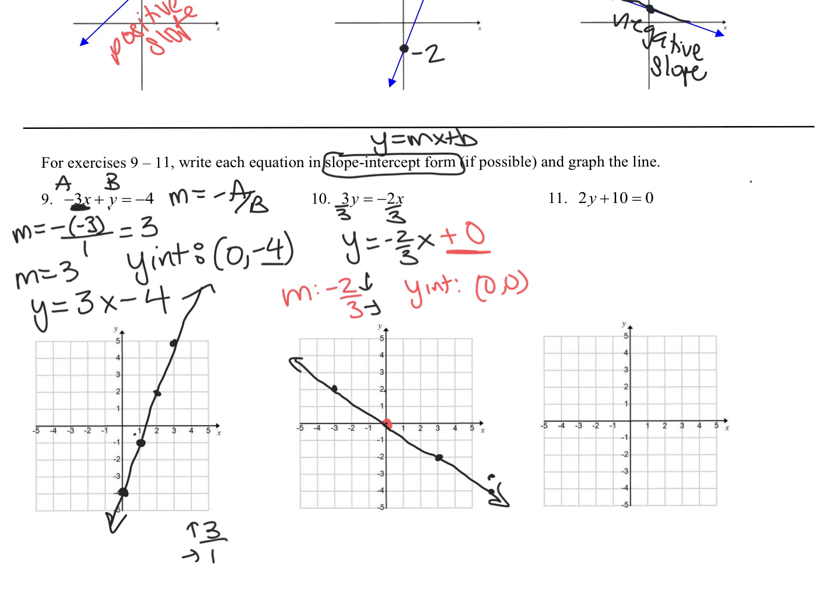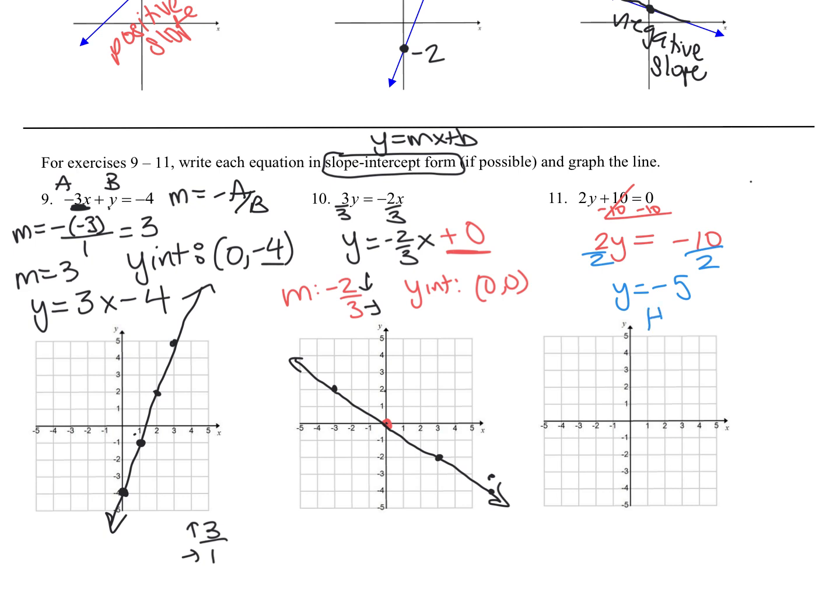All right, number 11. I need to get y by itself to get it into the slope-intercept form if possible. So I'm going to go ahead and subtract 10 from both sides. And so I get 2y equals negative 10. And then I'm going to divide both sides by 2. And I get y equals negative 5. So I have no x, all right?